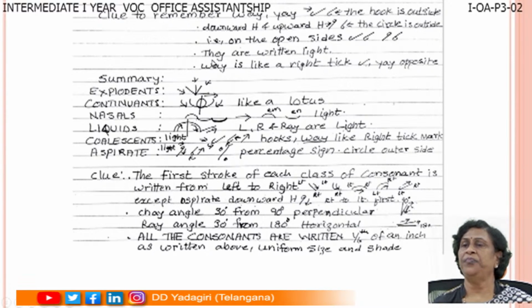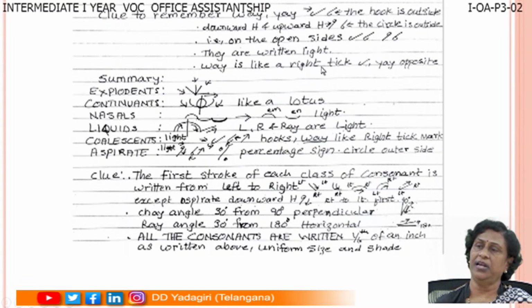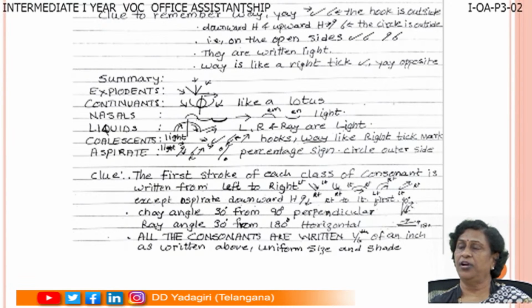And when compared to upward edge and downward edge also, as the hook is on the outer side for both way and ye, the circles of edge also are on the outer side, not on the inner side. When you write these two consonants beside each other, they are outside. Downward edge has a circle on the left hand side and upward edge has a circle on the right hand side. Similar. Here they are hooks and here they are circles. That's the only difference. They are written light. All of way, ye, downward edge and upward edge are written light, because for edge we already have two forms, so that is the only difference to note.